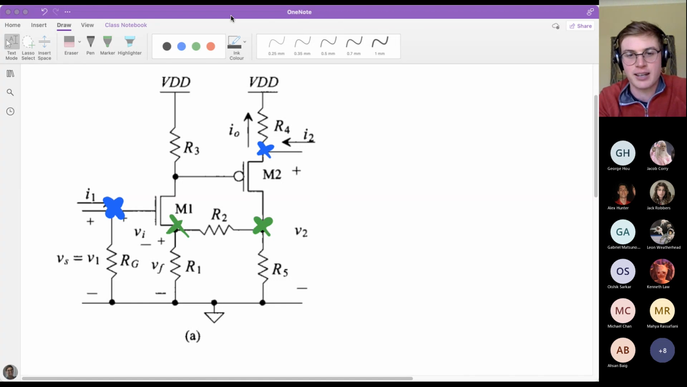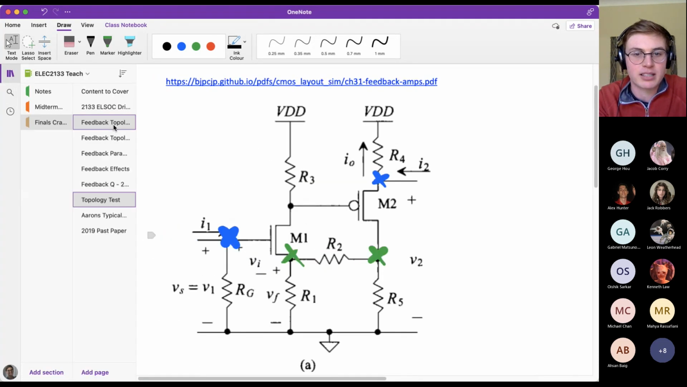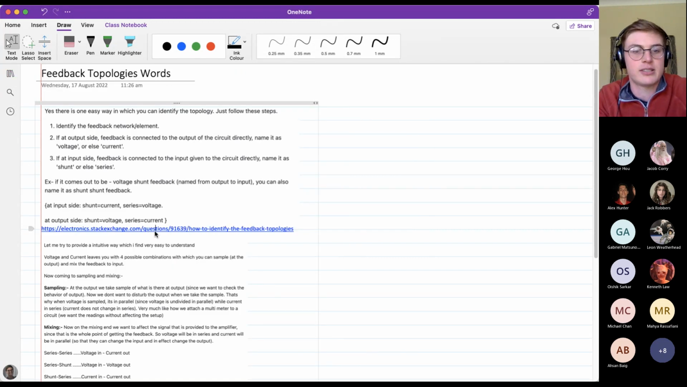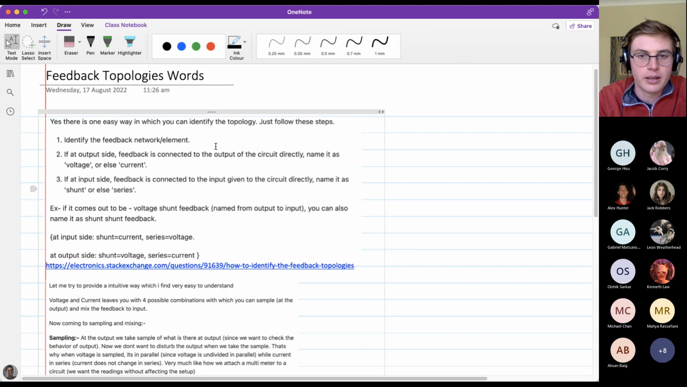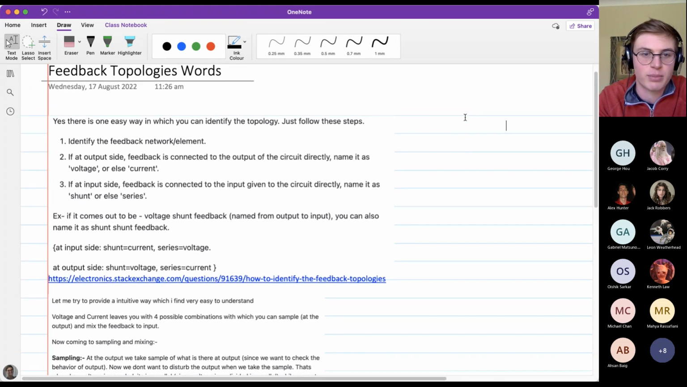If that's sounding new to you, don't worry. We're going to look at some of the content there. So coming back to feedback topologies, there's a good Stack Exchange thread where they're talking about describing feedback topologies.